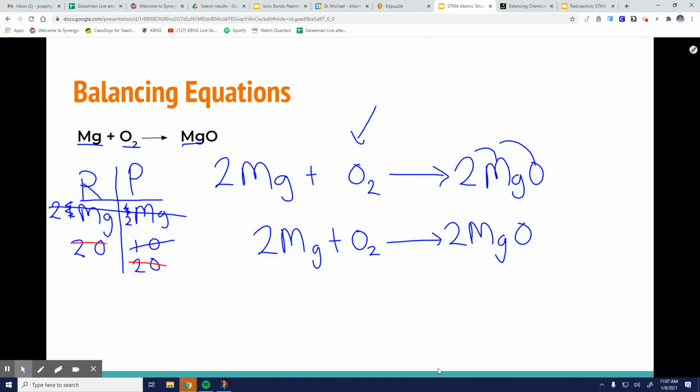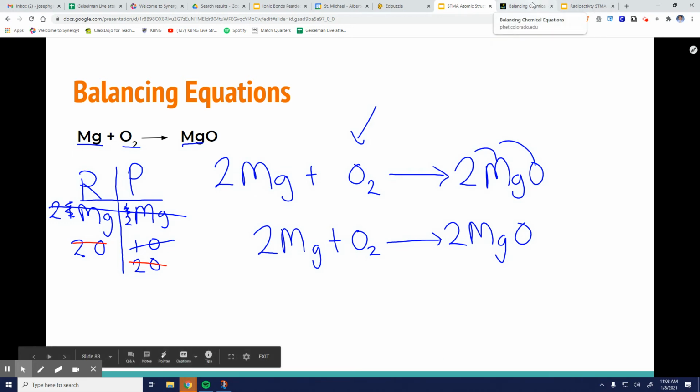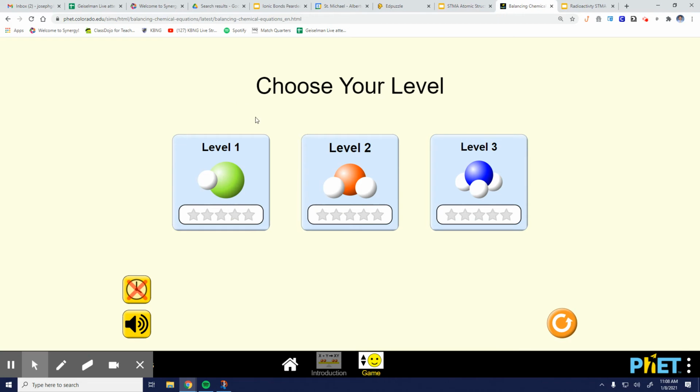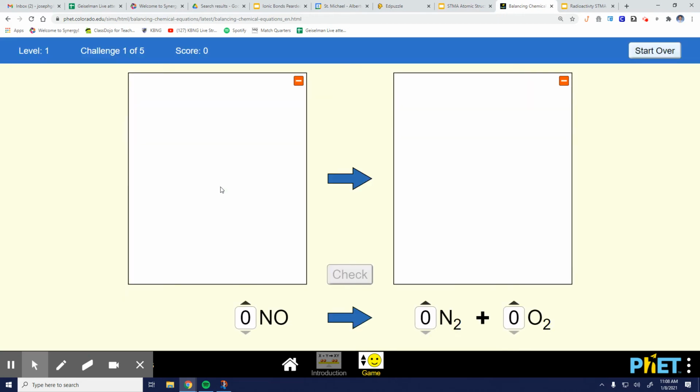We're going to take another look at a PhET lab example, and this is actually going to be your homework. If we look at the PhET lab example, they do it a little bit differently. We're going to go to game, and then we're going to balance the equations on either side. The PhET lab does something that's kind of nice. It puts actual atoms out there.